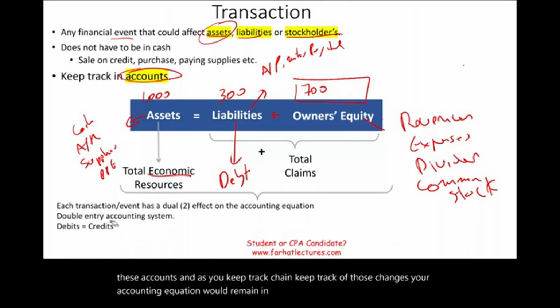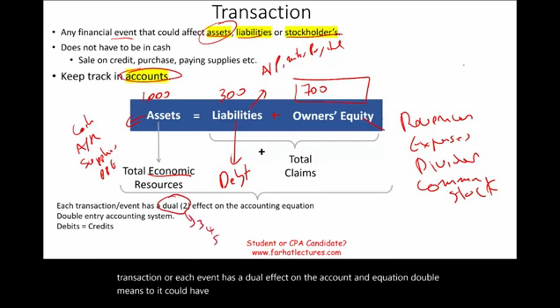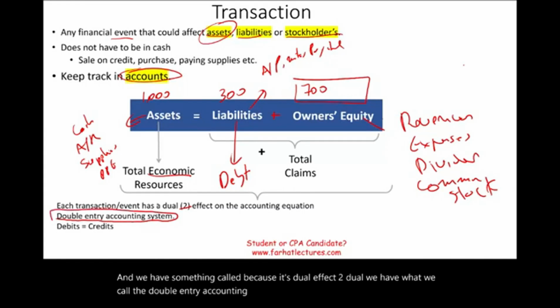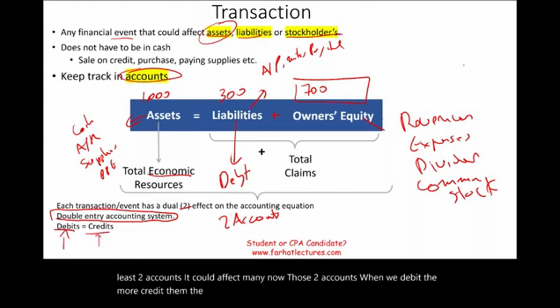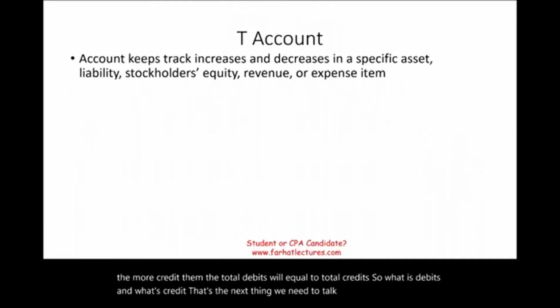You have to understand that each transaction or each event has a dual effect on the accounting equation. Dual means two. It could have 3, 4, 5 effects, many accounts affected, but at least two. And because it's dual effect, we have what we call the double entry accounting system. It means each transaction affects at least two accounts. It could affect many. Now those two accounts, when we debit them or credit them, the total debits will equal total credits. So what is debits and what's credits?